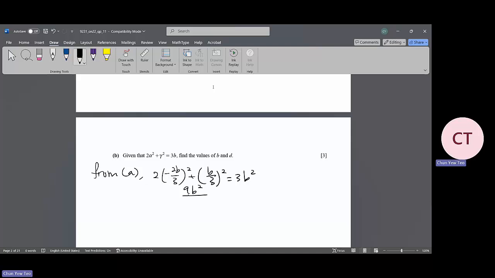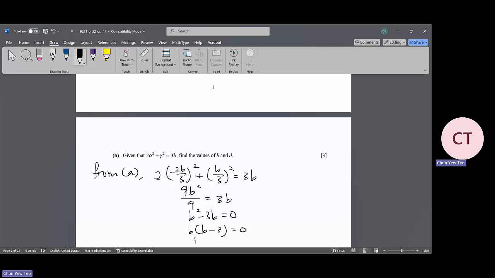Your alpha squared, negative 2b over 3, plus gamma, b over 3, is equal to 3b. So you will have 9b squared over 9 equal to 3b. You will get b squared minus 3b equal to 0. Factorize the b out, and you get b equal to 0 or b equal to 3.